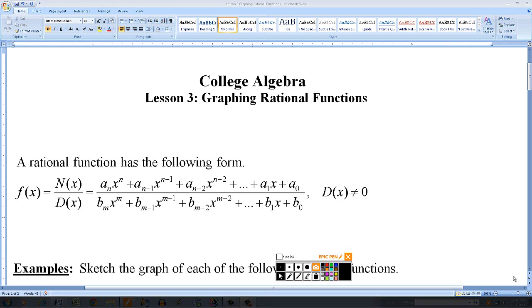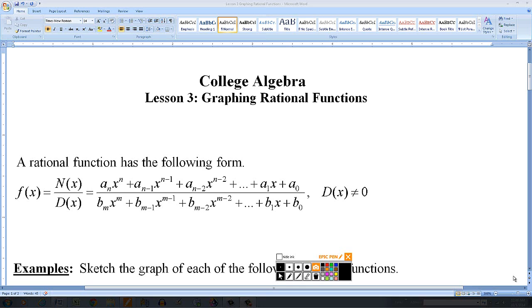Okay, in lesson 2 I went over the graphing of polynomial functions. In this lesson I'll be looking at the graphing of rational functions. Now, a rational function has the following form. Here's a definition: f of x equal to n of x over d of x. So basically we have a polynomial over a polynomial where d of x does not equal 0.